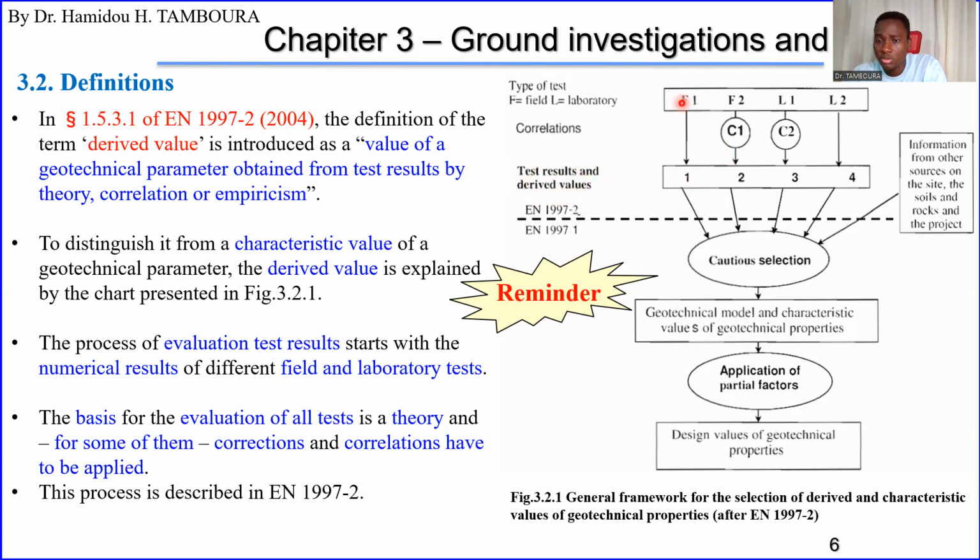For example, F is for field test: the value you obtain from that field test, by using just some correlation, is a derived value. L is for lab, laboratory test: lab test 1, lab test 2. Anyway, the values you obtain directly from tests are derived values.